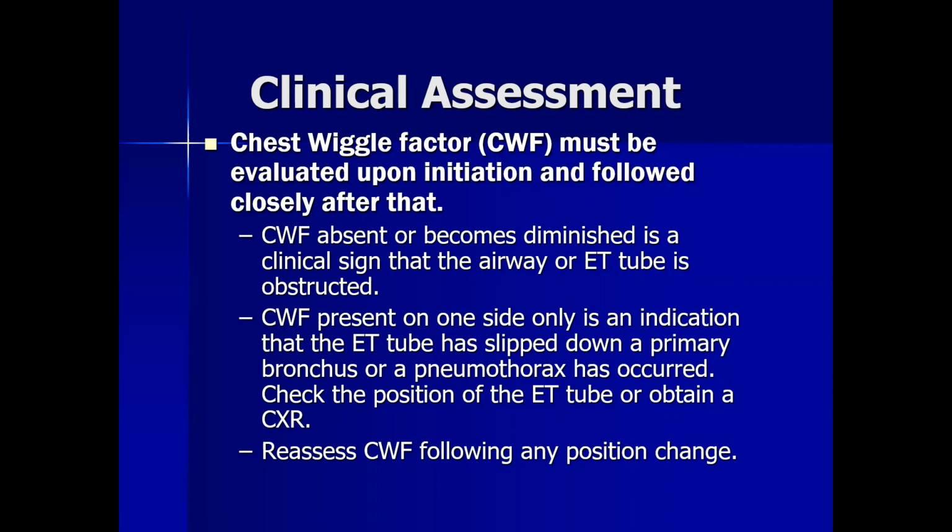So we talked about looking at chest wiggle. If the chest wiggle goes away, it's possible that there's an obstruction in the airway or the endotube is obstructed. So let's say the endotube becomes bent and now you're not ventilating the lungs. How would you know? You would look for the wiggle to go away. What if you have a wiggle only on one side? It could be a right mainstem intubation, or it could be a pneumothorax.